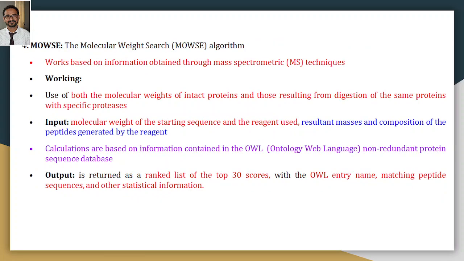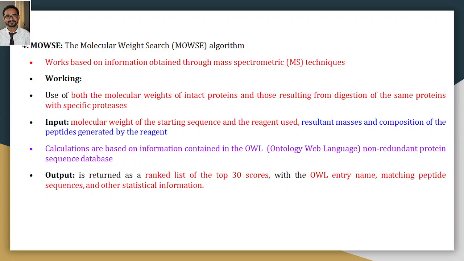Now finally the MOWSE, that is the molecular weight search algorithm. It again works based on the information obtained through mass spectrometric MS techniques, because molecular weight is the concept here. The composition comes from mass spectrometry. It uses both the molecular weight of intact proteins and those resulting from the digestion of the same proteins with specific proteases. You take an entire protein with the entire molecular weight and then digest the same protein with specific protease enzymes which cleave the protein structure.